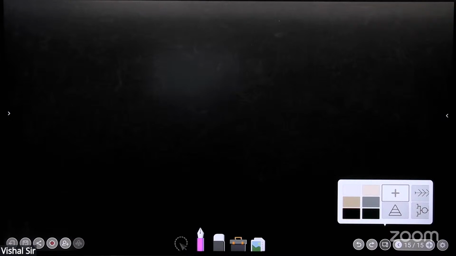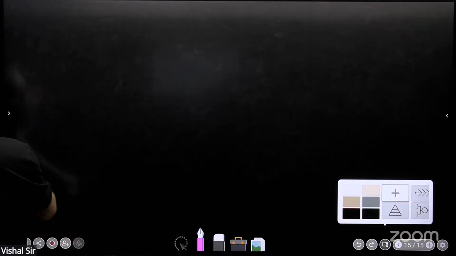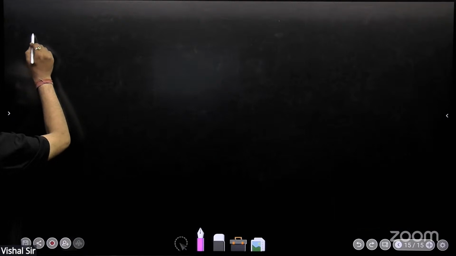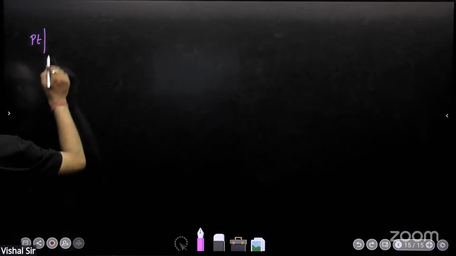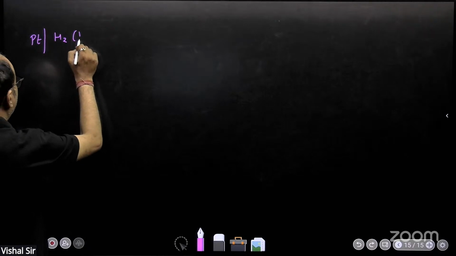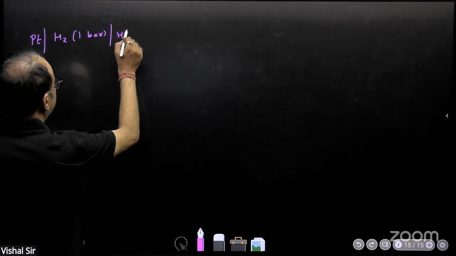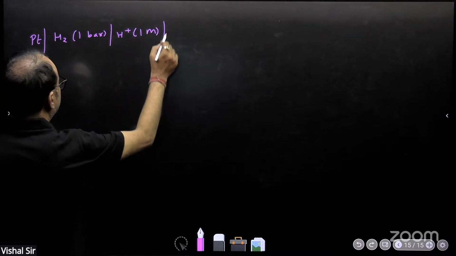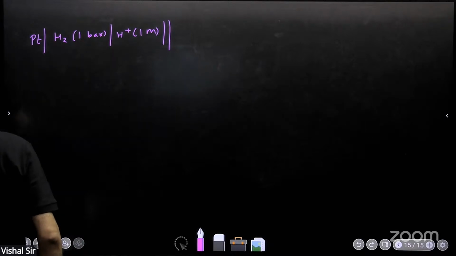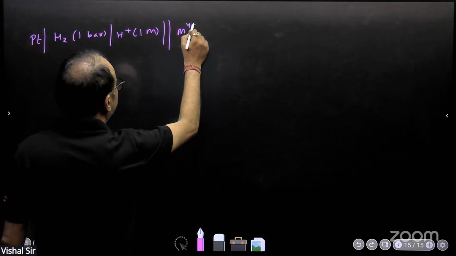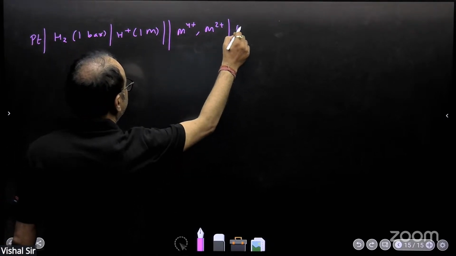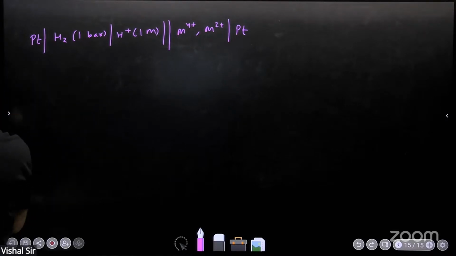So next example, let's take this one. So let's say we are given a cell like this: platinum, H2 1 bar, H plus 1 molar, salt bridge, M4 plus, comma M2 plus, Pt. So this is the cell notation given to us.